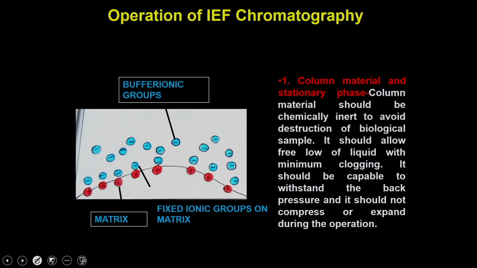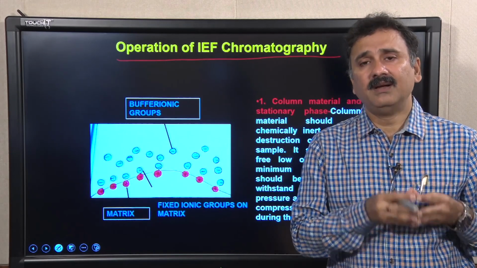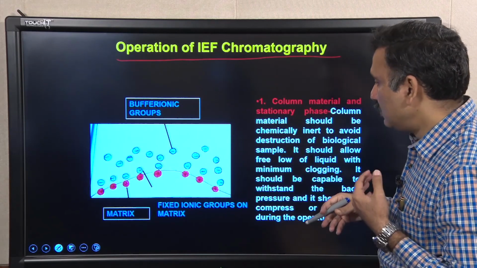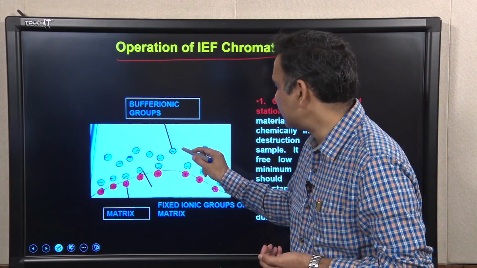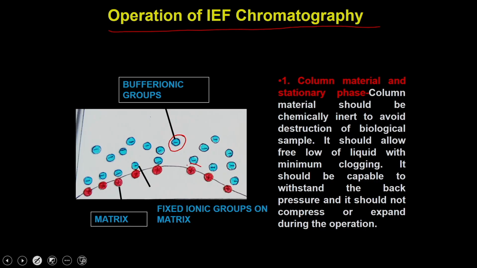Now, let us see how to do the operation of ion exchange chromatography. The first thing is you have to equilibrate the column with a suitable mobile phase. The pH of that mobile phase is going to be decided based on the isoelectric point, and once you do that, the counter ion present in the buffer is going to bind to the functional group which is present on the matrix, and as a result your column is now going to be ready.